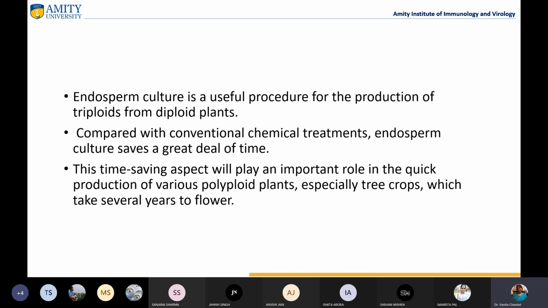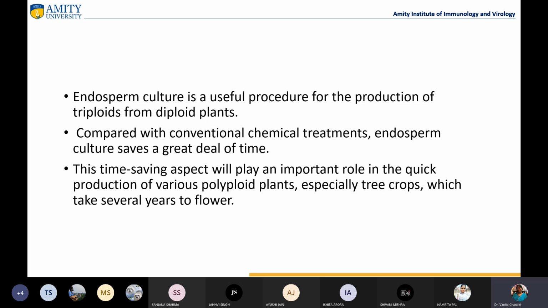in those plants where seeds are the only way of perpetuating or spreading further. So in those plants we cannot use this technique, but otherwise where seedless plants are required, or where we want to go for biomass production, we don't want any seed in less time, because the production of a seed is a long process, right?